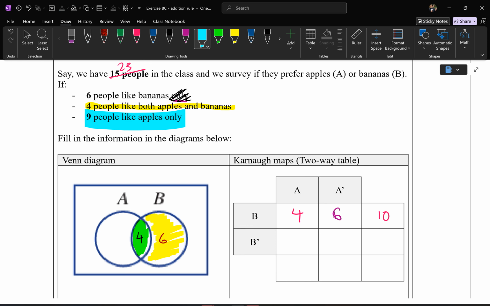So 9 people like apples only. And again, the keyword is apples only. So Jaden, where does 9 go?